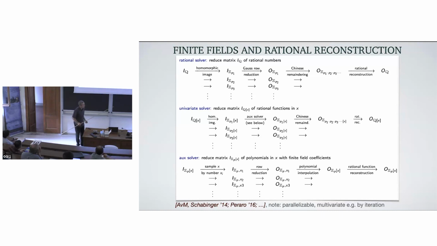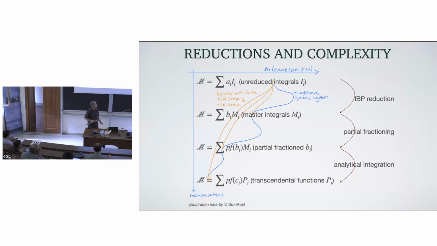And most of the really challenging calculations nowadays use these finite field and rational reconstruction techniques to some degree. So this is an illustration of what happens if you just write down some matrix element in terms of unreduced integrals, and you do traditional symbolic algebra for the IBP reduction. Then yeah, you have this blow up, and then you get something usually smaller at the level of decomposition with respect to master integrals.